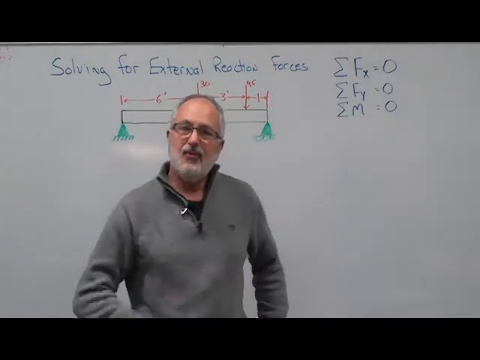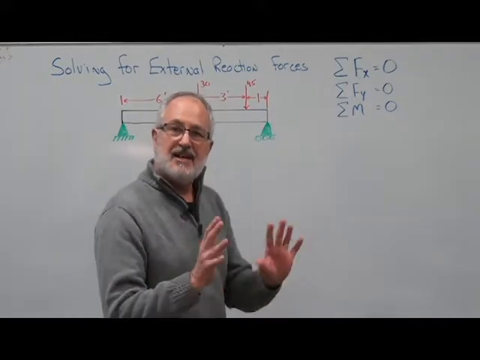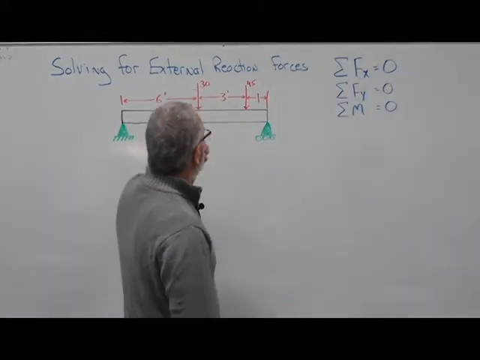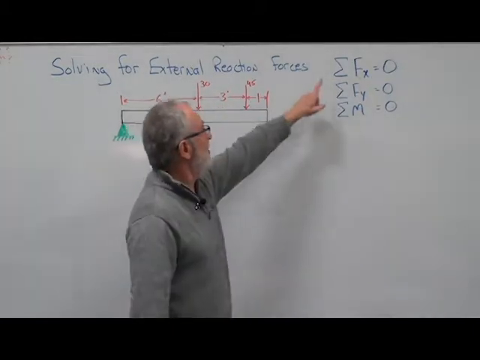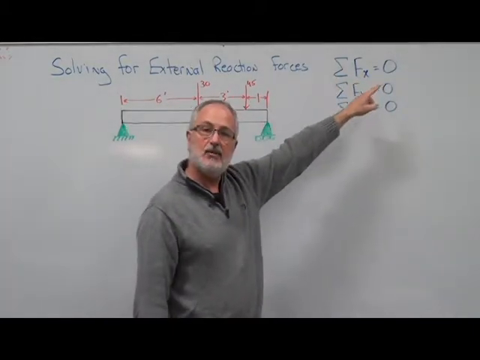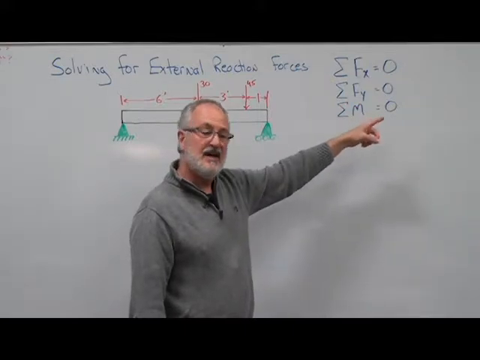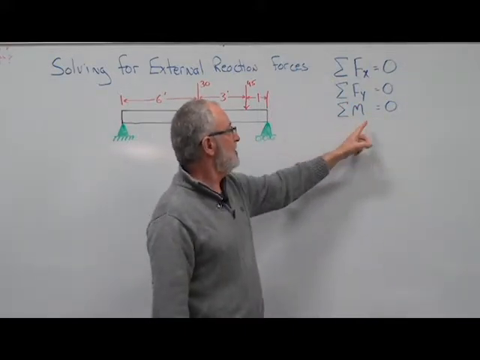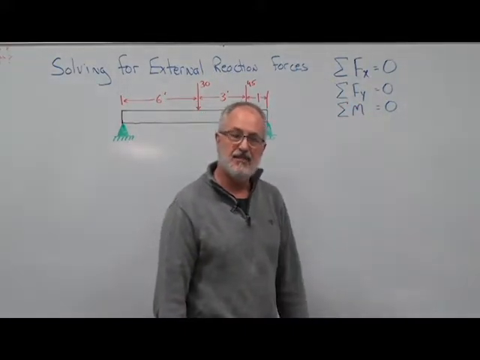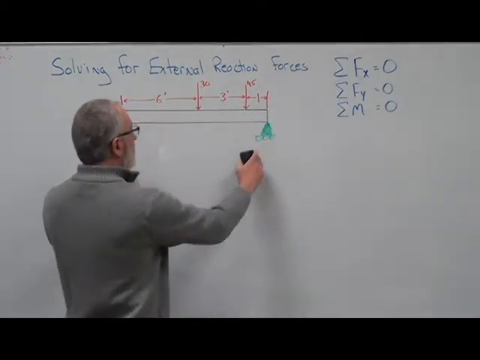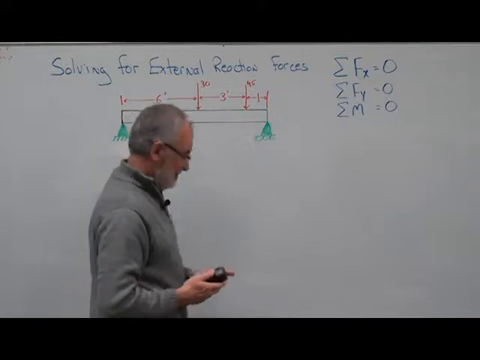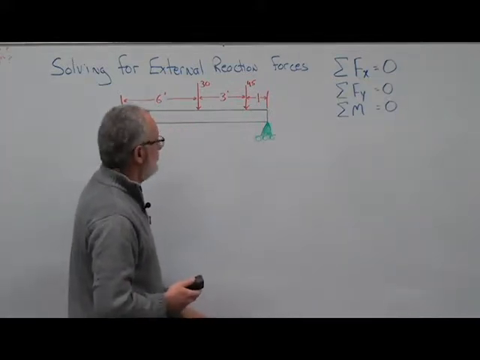So there are three key formulas that we have to use to figure out the external forces that are acting on this thing, the external reaction forces. They are: the sum of the forces in the x has to be equal to 0, the sum of the forces in the y has to be equal to 0, and the sum of the moments has to be equal to 0. So to start with, we're going to get rid of these two supports and replace them with our reaction forces.